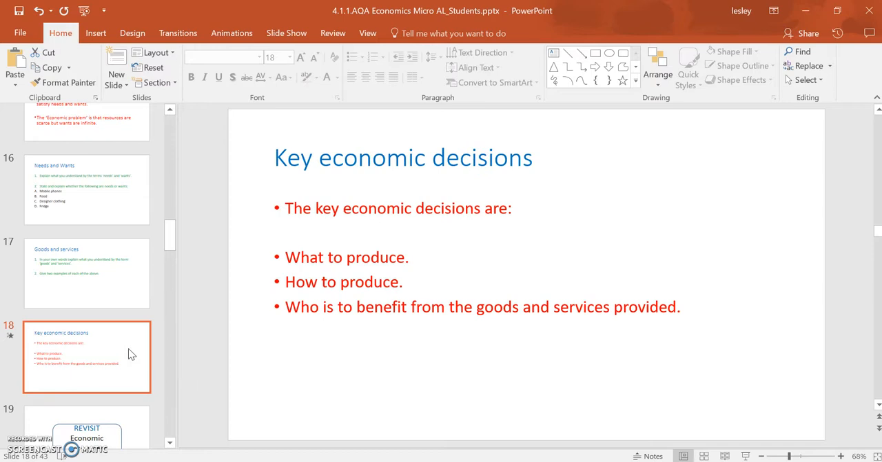So the key decisions as a result of that, as a result of the economic problem, is that we need to decide what to produce, how to produce it, and who is going to benefit, if indeed everyone can benefit.